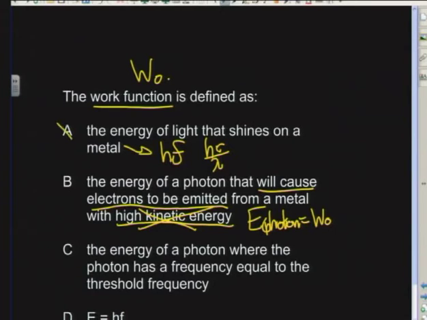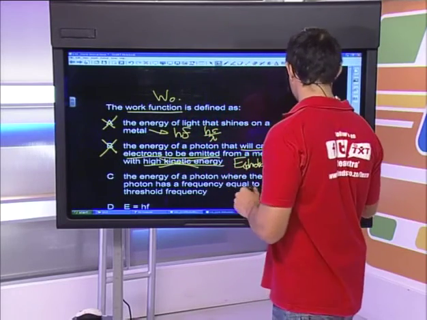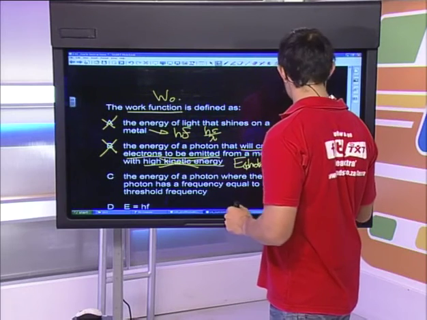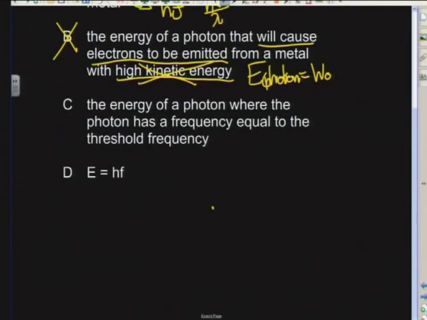So option A was incorrect, option B was incorrect. A lot of you were choosing option B. In fact, most of you were. Now, option C is a little bit more confusing. It says the energy of a photon where the photon has a frequency equal to the threshold frequency. That's kind of interesting. Now that tells me the energy of a photon, okay, that's a good start.